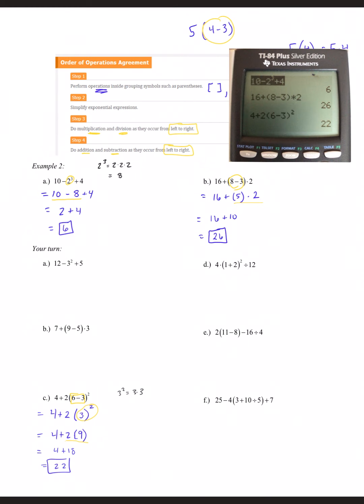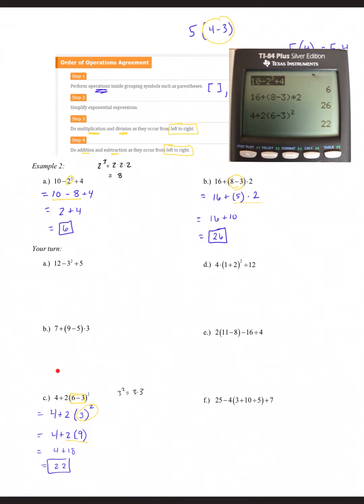Okay, so now what I would like you to do is pause the video and work through A, B, then D, E, and F. I want you to do them by hand. So start with A, do it by hand, then check your answer on the calculator. If you do not get the same thing, go back through your steps, double check that you followed the order of operations agreement. Once you're okay with that problem, move on to letter B.